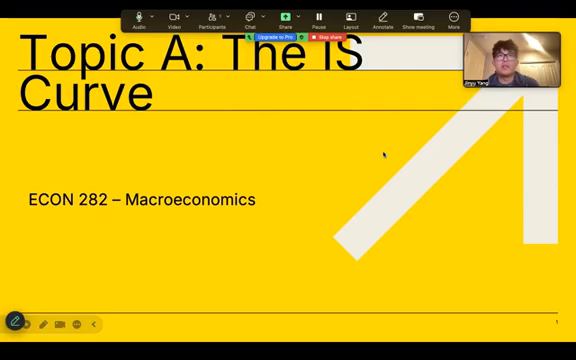Hello everyone. Today I'm going to talk about topic A, the IS curve. I will explain what goods market equilibrium is, how the IS curve is developed, why it is sloped downward, and finally show the real-world events that cause the IS curve to shift.